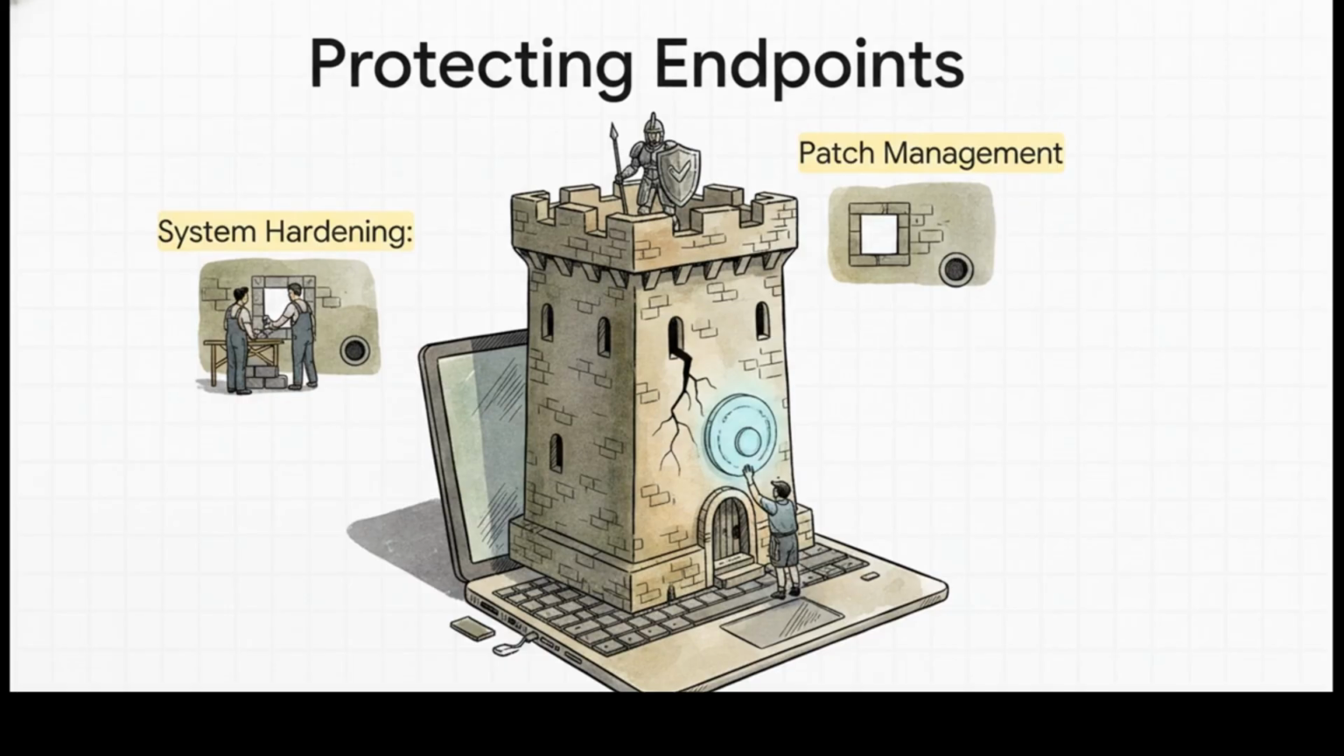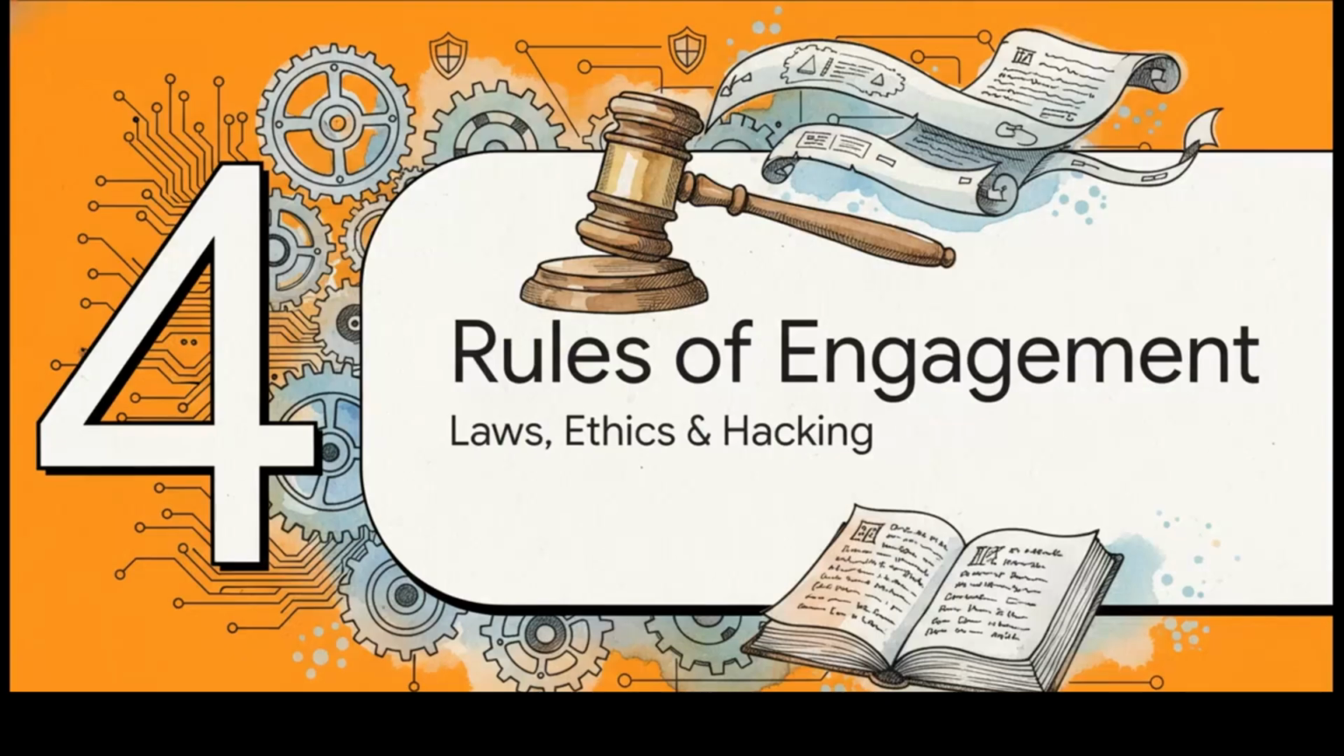System hardening, that's like going around and locking all the unnecessary doors and windows on your device so there are fewer ways for someone to get in. Patch management, well, that's like fixing the cracks in the walls. It means keeping all your software updated so that known security holes get plugged. And finally, endpoint protection systems. Those are your guards on the wall, like antivirus software, that are actively looking for and stopping threats in real time.